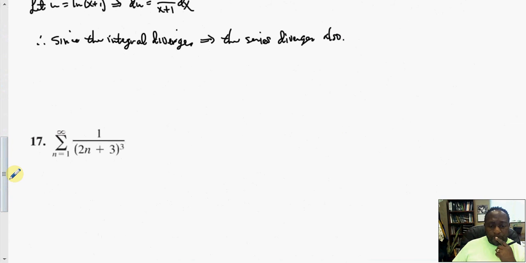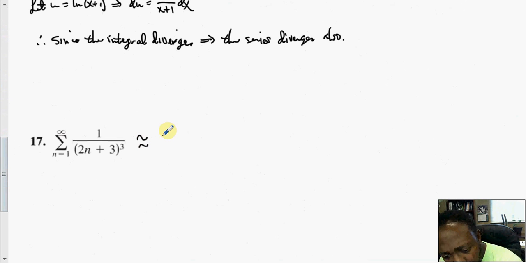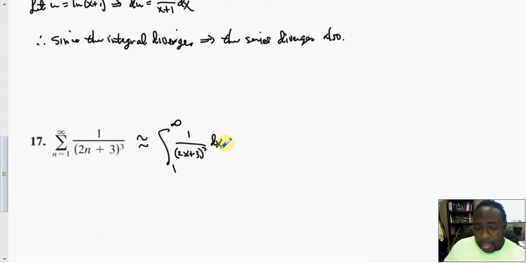What about this one? It looks like we can use a u du substitution. This is comparable, it's not equal to, but it's comparable to the integral from 1 to infinity of 1 over 2x plus 3 to the third power dx. Is the function positive? Yes, it's positive. The values are decreasing: 1 is fixed, and these terms here get larger. And it's continuous on the interval from 1 to infinity. It's not continuous at negative 3/2, but n is going from 1 to positive infinity. So the integral test can be applied.